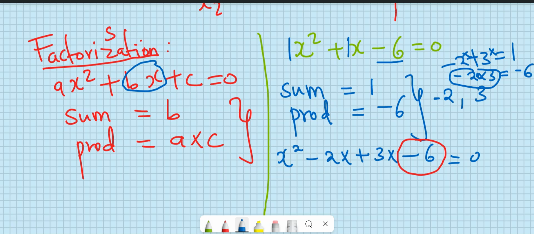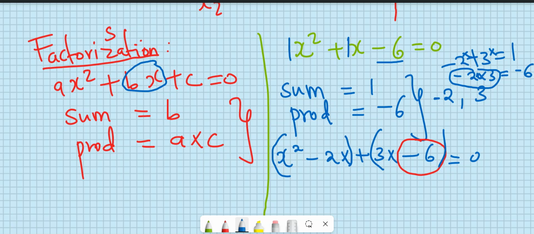Then you group these. Now you have four entries on the left hand side. You group them into 2. And how do you group them? I think I need to delete this and rewrite it well. So x squared minus 2x, then the other side, plus 3x minus 6.